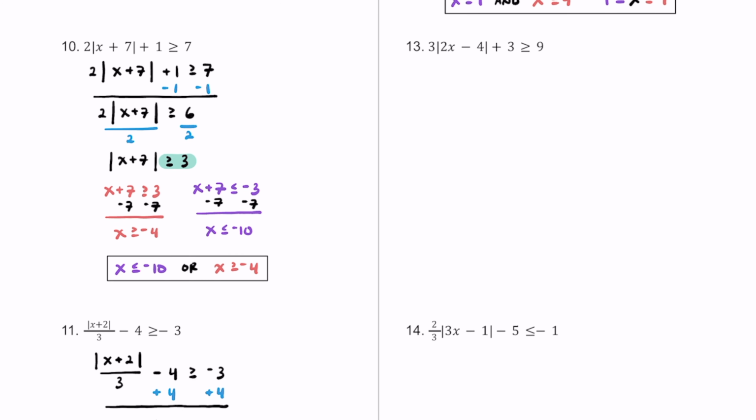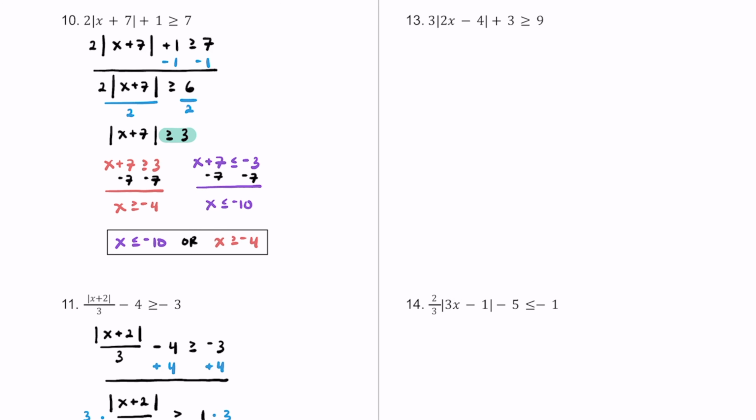Alrighty, for number 13, we have 3 times the absolute value of 2x minus 4 plus 3 is greater than or equal to +9. So we don't have that absolute value bar isolated, so let's copy this whole thing down so that we can move things away from it. So this is going to be our original absolute value inequality, and let's get rid of this +3 by subtracting 3 from both sides. Okay, so if we subtract 3 from both sides, we're going to still have 3 times the absolute value of 2x minus 4 on the left side, and that's going to be greater than or equal to +6 on the right side. And then we can divide both sides by 3.